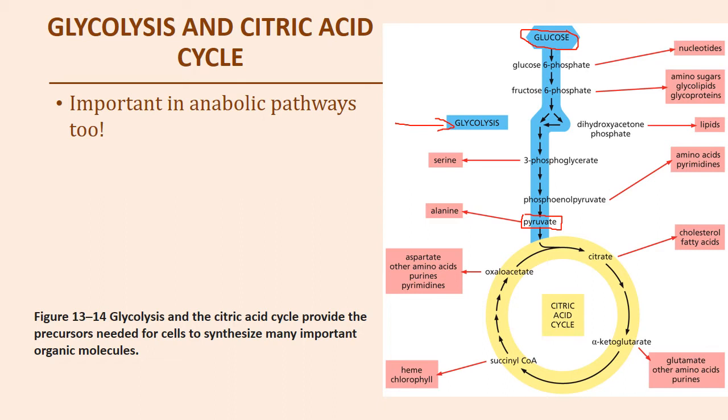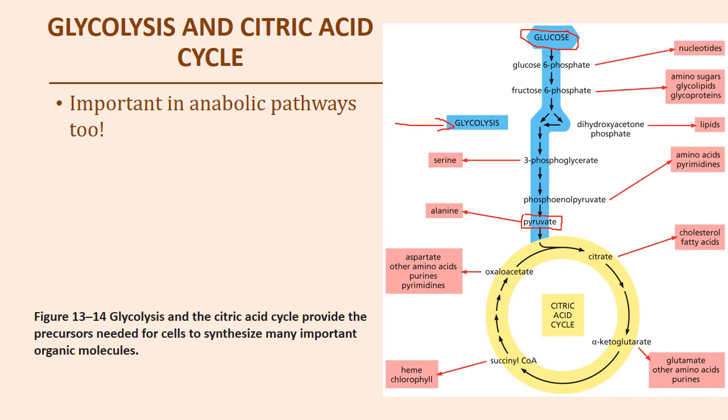So as you can see, I can take my glucose 6-phosphate and use that as a basis or a precursor to help generate nucleotides. Those can then be utilized for things like the formation of DNA and RNA. Your fructose 6-phosphate can be utilized for the synthesis of amino sugars, glycolipids, and glycoproteins.